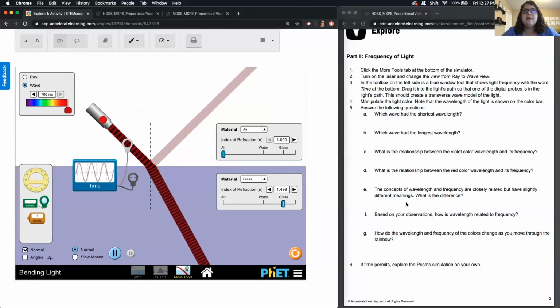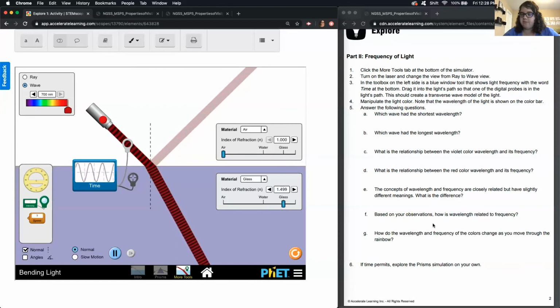Okay? Now, that moves us into question E. The concepts of wavelength and frequency are closely related, but have slightly different meanings. So this is where I would want you to put your definition of wavelength and frequency here. So wavelength, the measurement, I would expect to see from peak to peak or from crest to crest. The distance, it's how you measure how long a wave is. Frequency, the amount of times. We want to put a time indicator onto our frequency definitions. Okay. F, I just talked about.